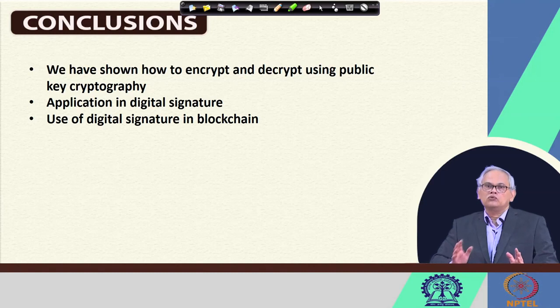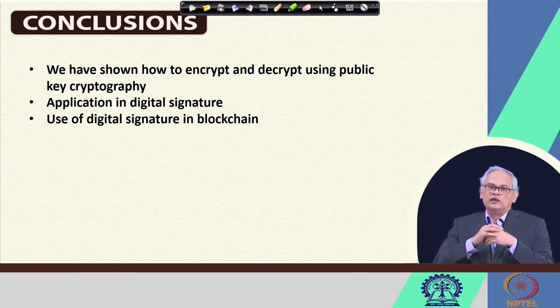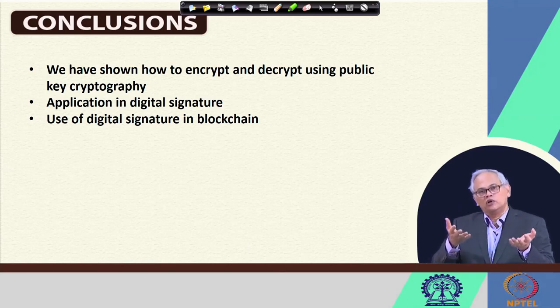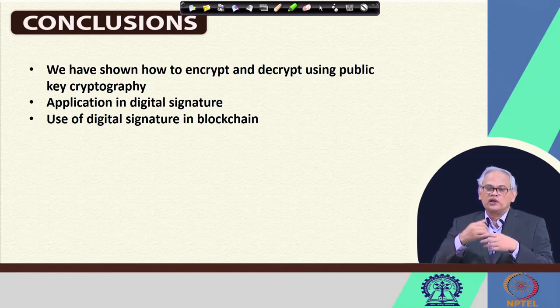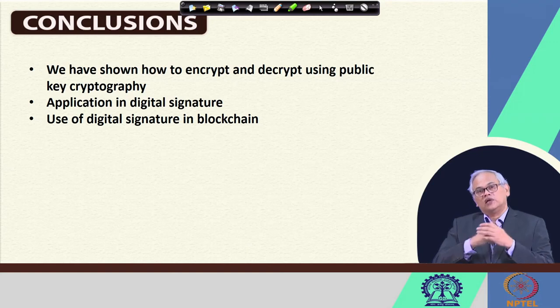So, overall, to summarize what we have studied in this set of 5 lectures in the area of basic cryptographic primitives required for blockchain, we have first of all understood what is meant by cryptographic hash functions, and also we have talked about digital signature. In today's lecture, we have shown how to encrypt and decrypt using public key cryptography and how this has application in digital signature and how digital signatures are indeed used in blockchains.